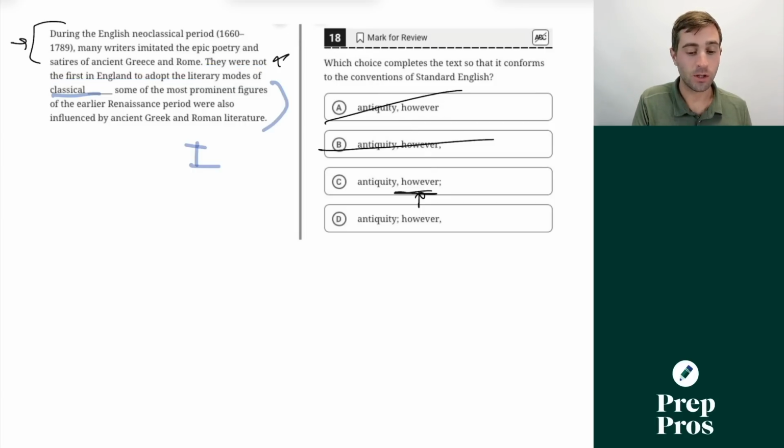During the English neoclassical period, many writers imitated the epic poetry and satires of ancient Greece and Rome. However, they were not the first in England to adopt the literary modes of classical antiquity. There is a nice contrast there. That's how we can see that C is correct. If D was correct, we'd have to see a contrast between sentence 2 and sentence 3, but we are not getting a contrast between those two.